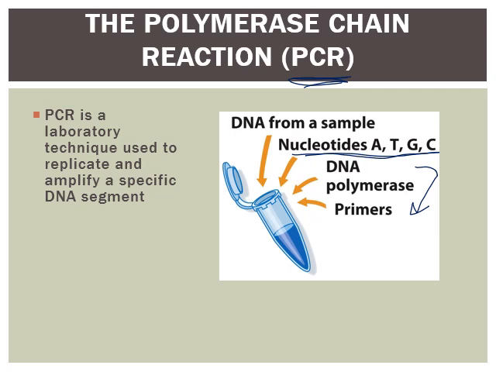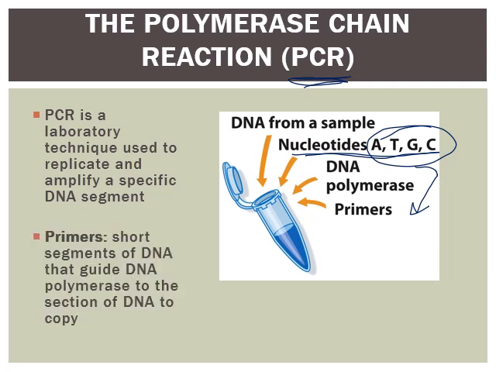Okay, so once the DNA polymerase binds onto the section that the primer wants it to, then it can start adding complementary base pairs to the original strand, creating more and more strands of DNA. Okay, so again, the primers are just those short segments of DNA that guide the DNA polymerase to where it wants it to go.